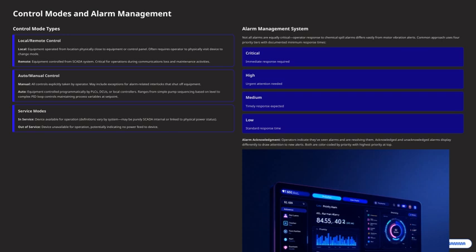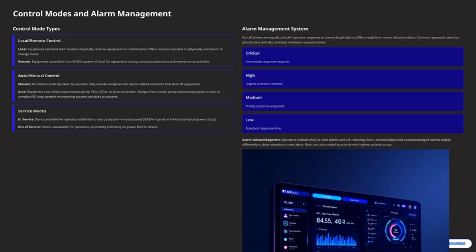Now let's discuss control modes, starting with service modes. Equipment can operate in auto mode, where controls are managed programmatically by PLCs, DCUs, or local controllers. This can range from simple pump sequencing based on levels to complex PID loops maintaining process variables at set points.